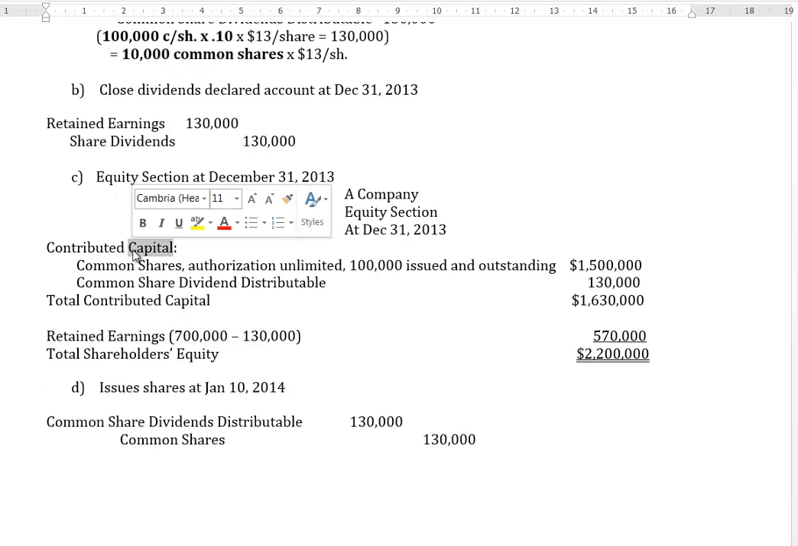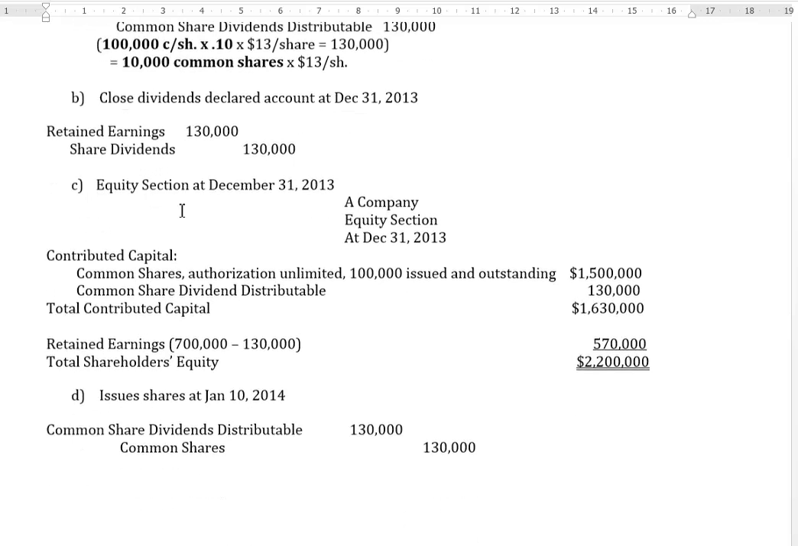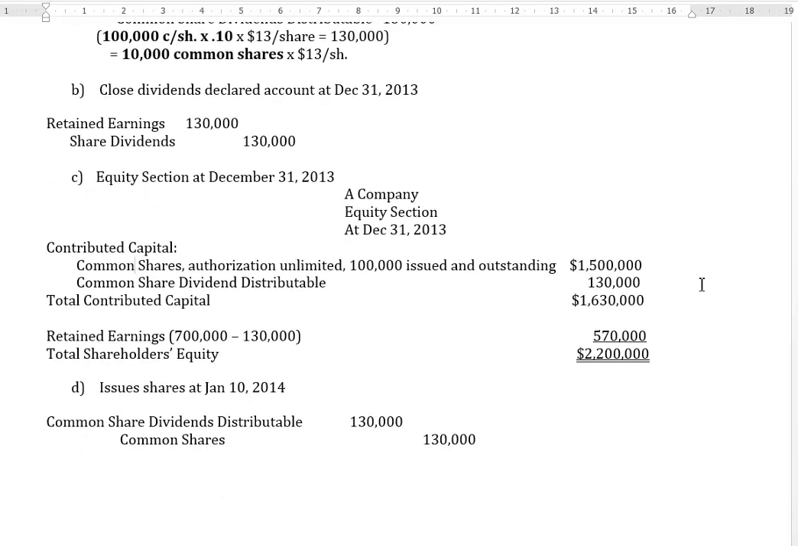In the contributed capital section, which is our heading, we're going to have two accounts. The common shares, where the authorization is unlimited, but only 100,000 issued and outstanding, just like we had at the beginning of the question. Why? Because these 10,000 shares have not yet been issued. They're not going to be issued until January the 10th. So we still have 1.5 million in common share equity outstanding.